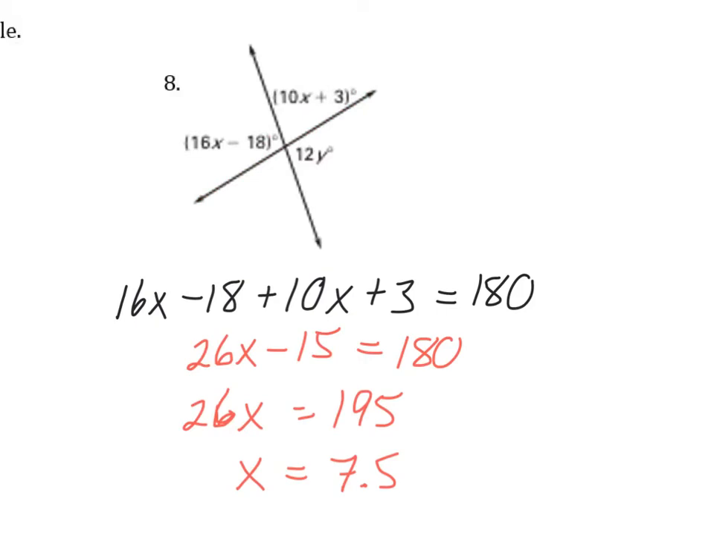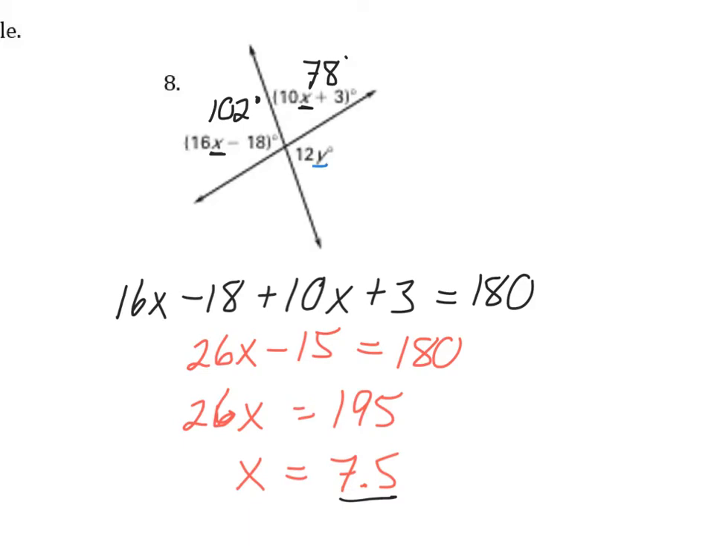Looks like x is going to equal 7.5. So now I could take this value and plug it back in to solve for these angle measures. When I plug it in, this angle on the left, I end up with 102 degrees. And when I plug it in this angle on the right, I end up with 78 degrees. Now, I still have to solve for y.